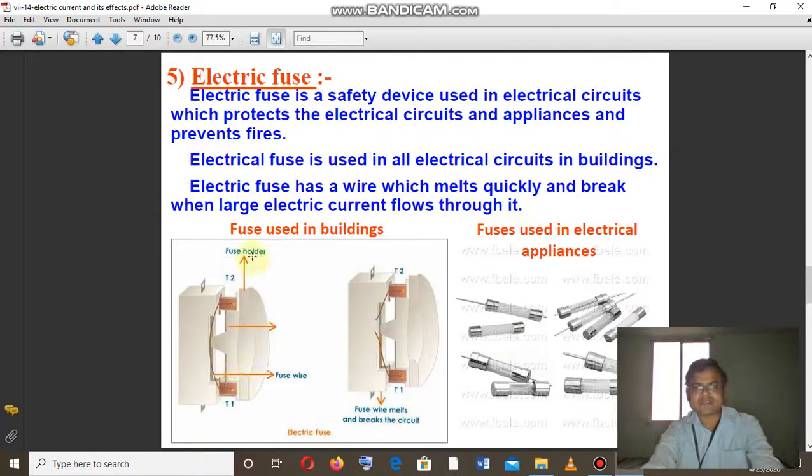This is the fuse holder. This is how the wire is connected. These are the fuses used in electrical appliances.